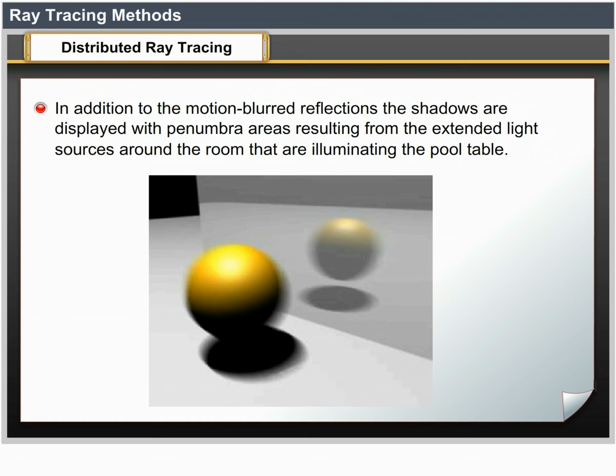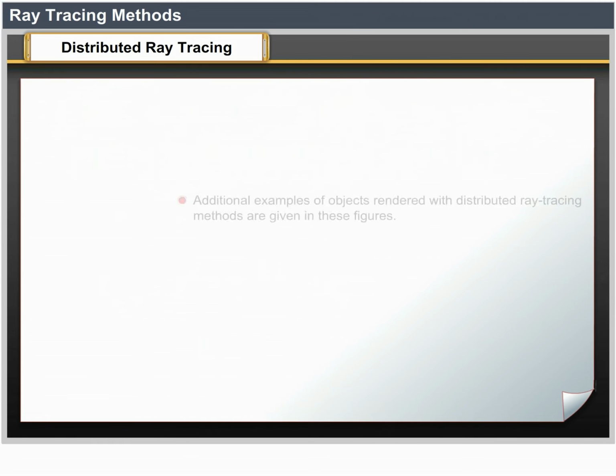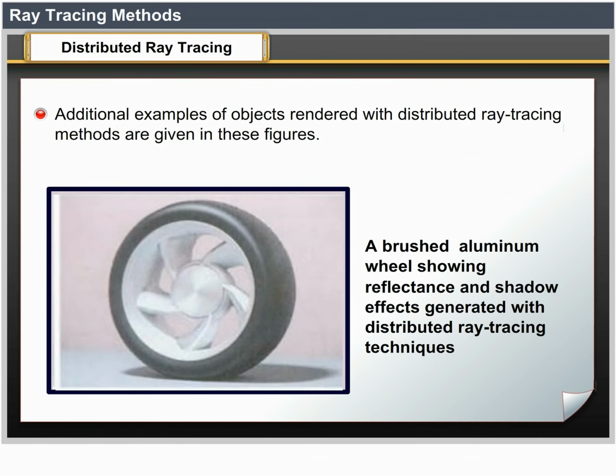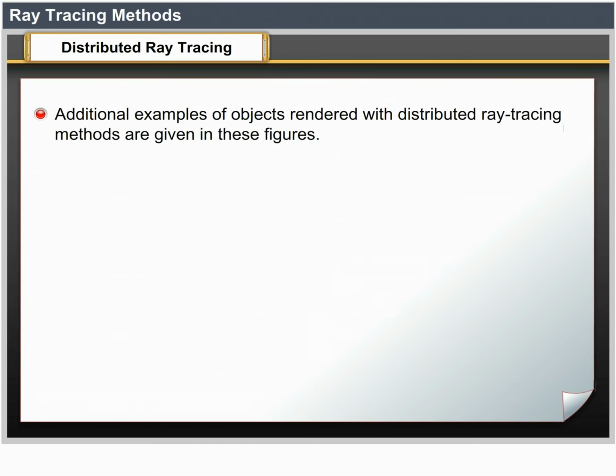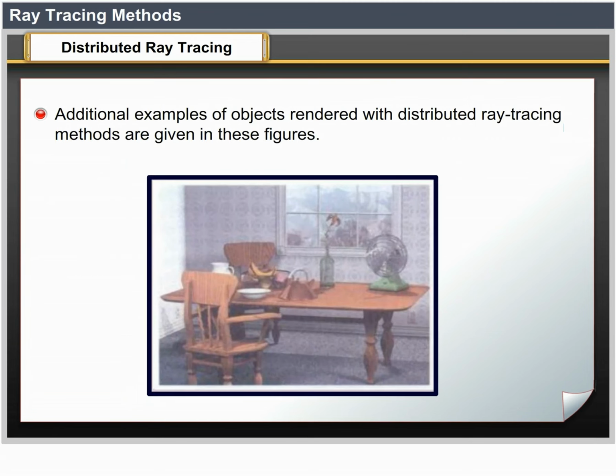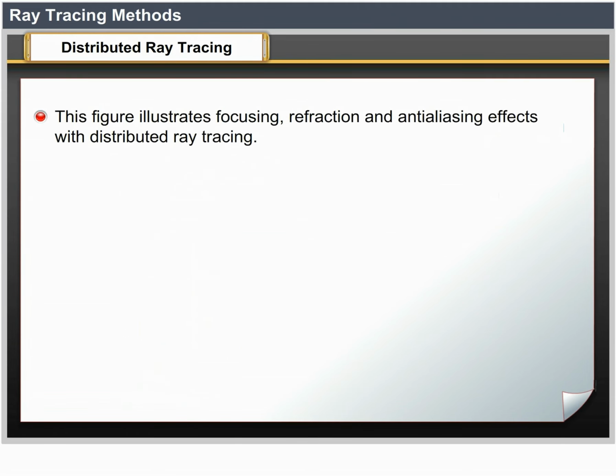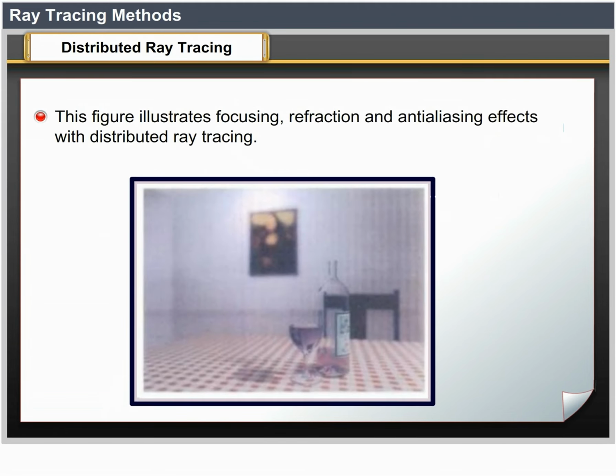Additional examples of objects rendered with distributed ray tracing methods are given in these figures. This figure illustrates focusing, refraction, and anti-aliasing effects with distributed ray tracing.